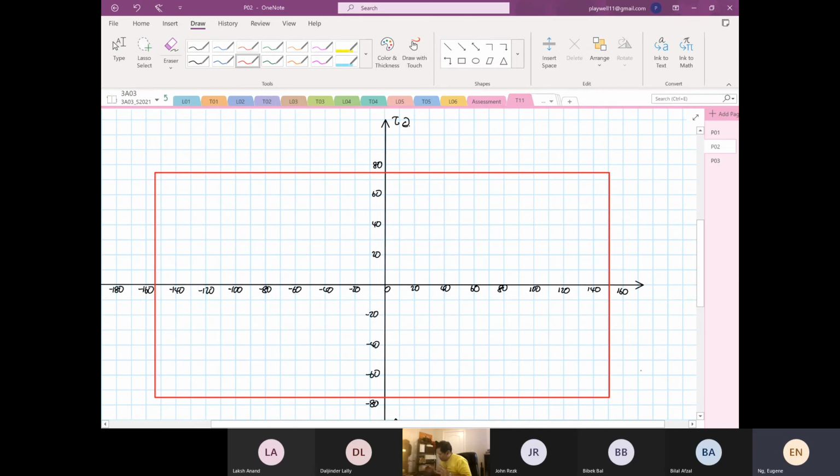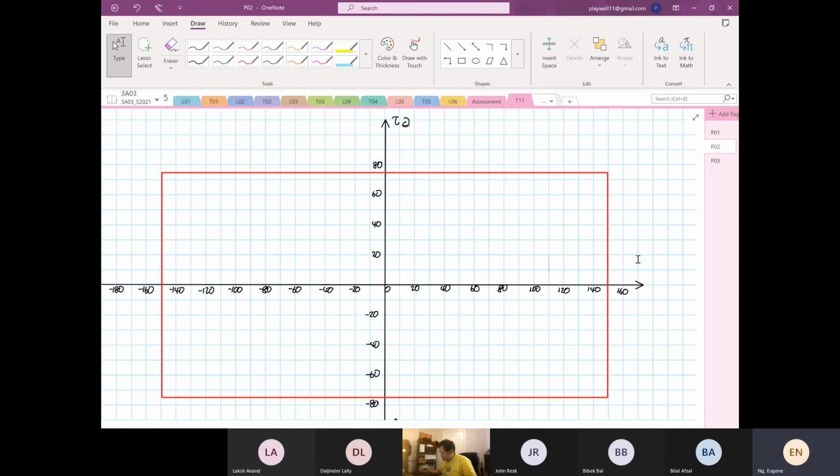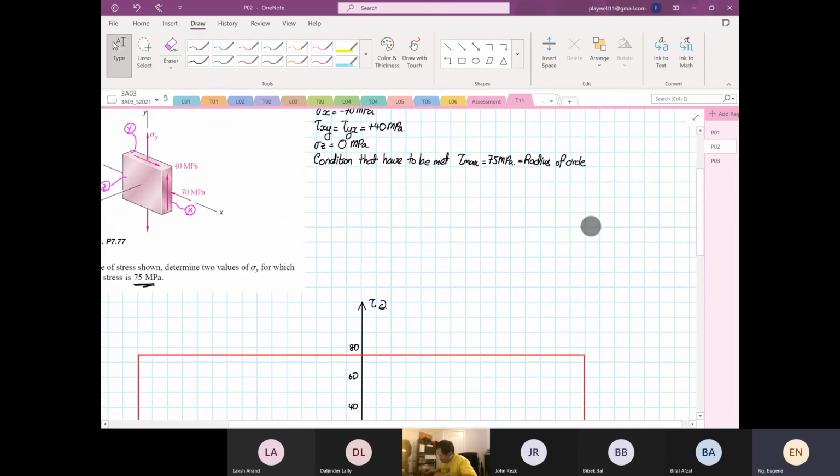So our Mohr circle, our 150, hold on, I overshot, right? So our Mohr circle has to be contained within this box, within this red boundary that I have drawn. Some of you might say, why do you stop at plus minus 150?